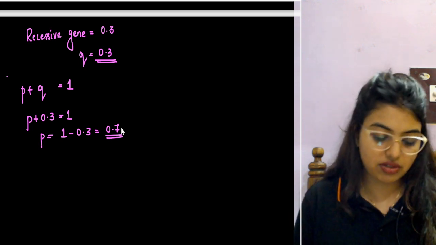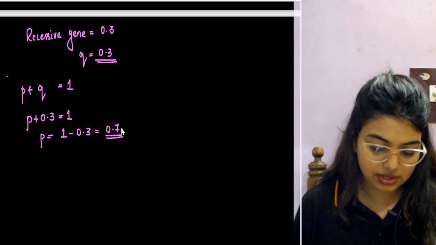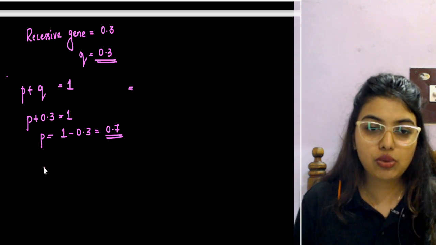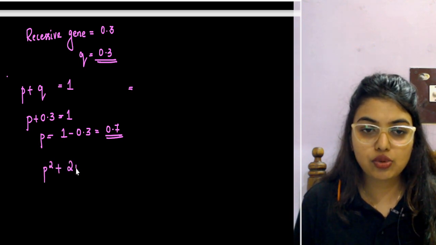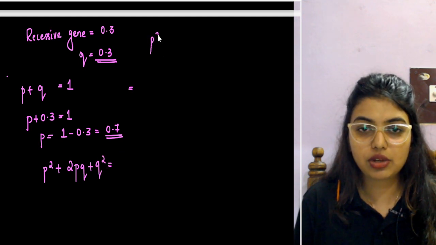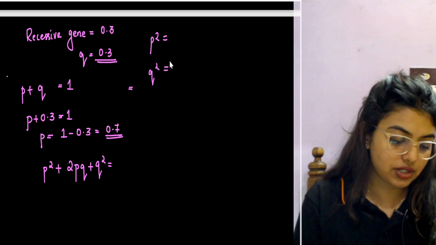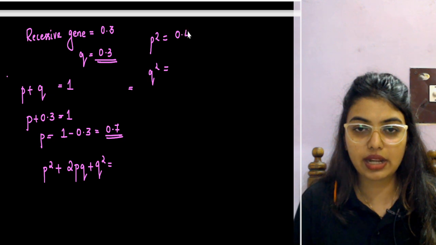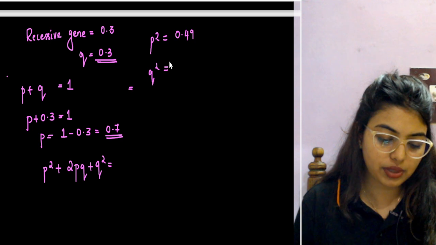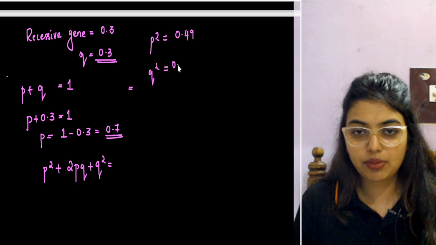If you want, we will recheck. We should always recheck maths. Never believe in maths, or never believe in me. Okay, 0.3, 0.7. Now, if I have to find the whole equation, I can do p squared plus 2pq plus q squared, right? For that, I'll have to find what is p squared and what is q squared. Now p squared is going to be 0.7 into 0.7, that is going to be 0.49. Q squared is going to be 0.3 into 0.3, it's going to be 0.09.